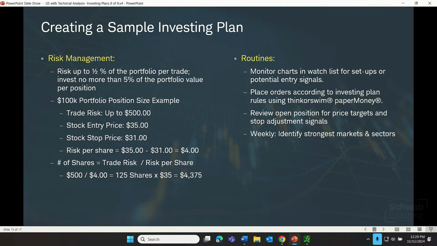But let's just say we have a $100,000 portfolio so we can keep it nice and clean and easy. And we'll say that our trader is willing to risk no more than 0.5% on a trade and invest no more than 5% on a trade.